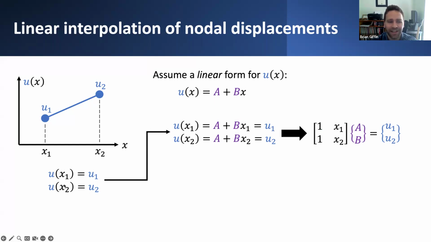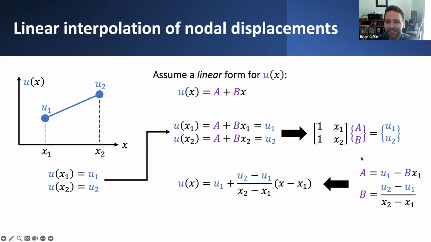So plug x1 and x2 into these two equations and enforce the conditions that u at x1 should be u1, and u at x2 should be u2. Now I can rearrange this, if I like, into the format of a matrix and a vector, a system of equations that I can set up and solve for the unknown coefficients a and b. That's just an aside. Obviously, you could also just directly solve these equations.